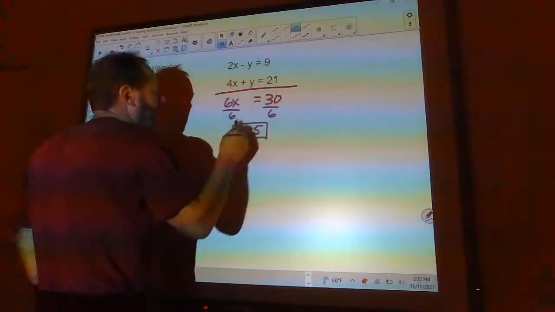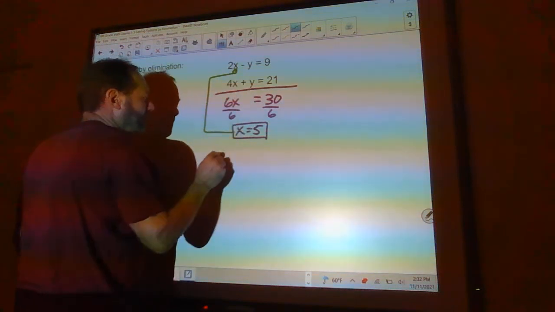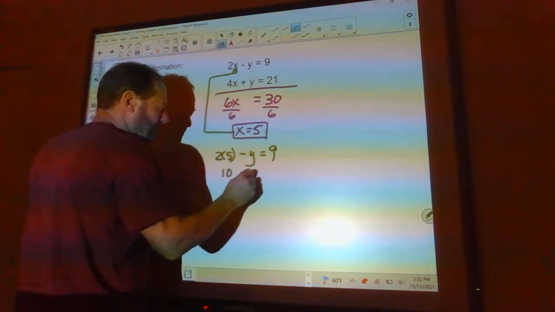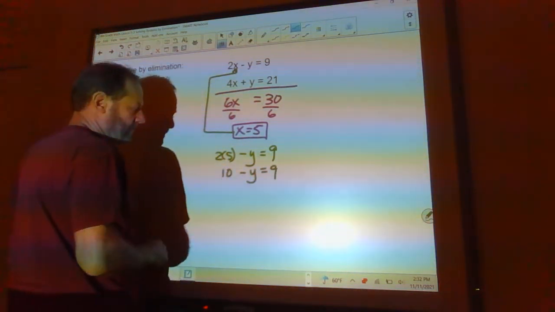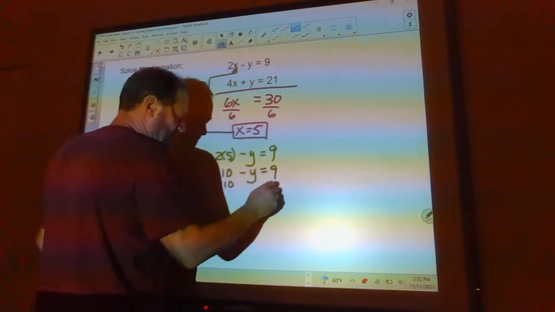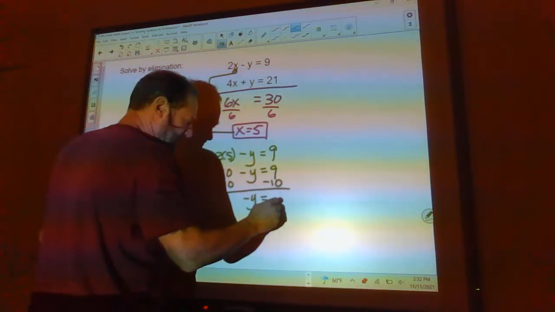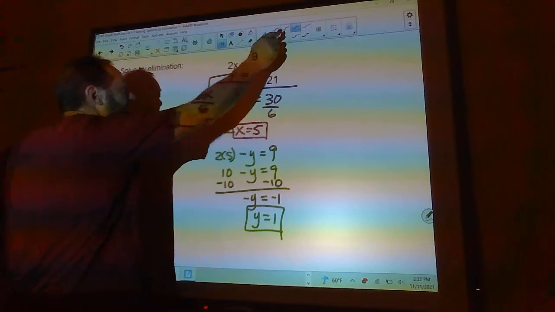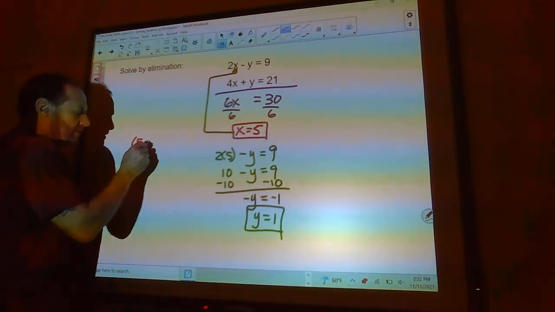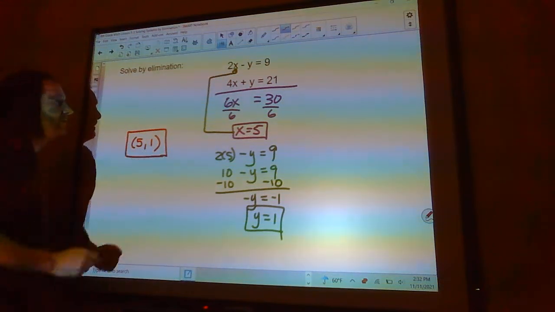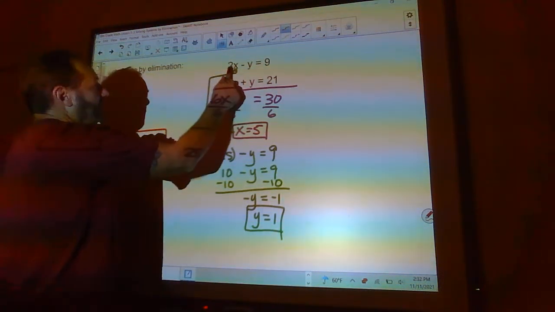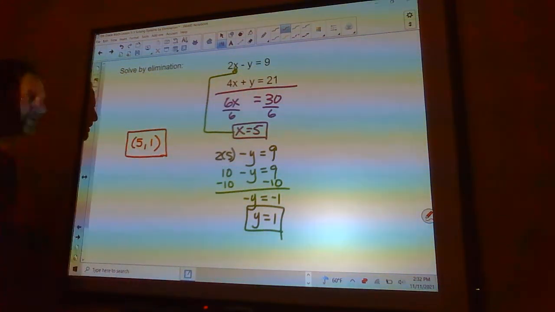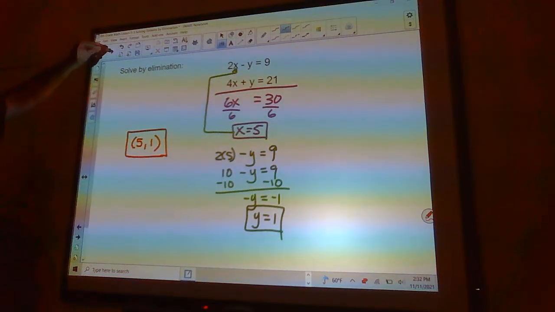Okay, so now I'm going to take the 5. I'm going to substitute it in here. So I get 2 times 5 minus y equals 9. 10 minus y is 9. Okay, so I subtract 10. I get negative y is negative 1, and so y is 1. So my solution is the point 5, 1. Okay, substitute it in. This is 10 minus 1 is 9. This would be 20 plus 1 is 21, and you're a big winner. Okay, hopefully we'll have a more difficult one.